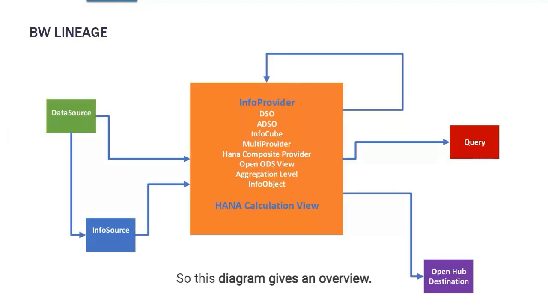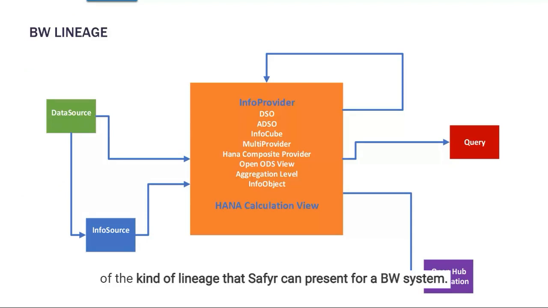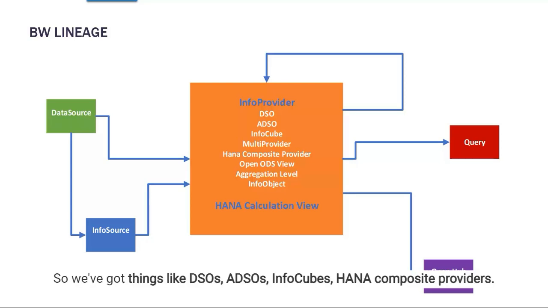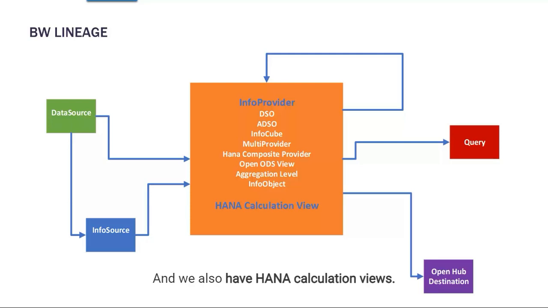So this diagram gives an overview of the kind of lineage that Safyr can present for a BW system. In the middle, we've got a range of different info providers. Obviously, these are dependent upon the type of BW system that we're dealing with. So we've got things like DSOs, ADSOs, info cubes, HANA composite providers, and we also have HANA calculation views.